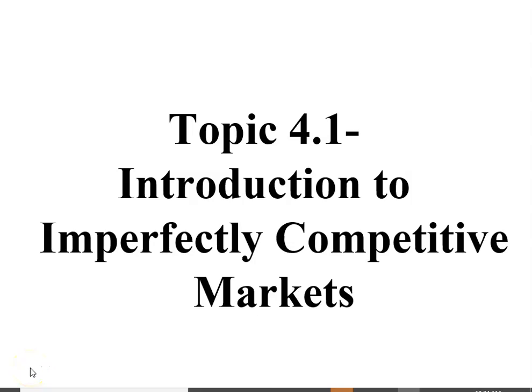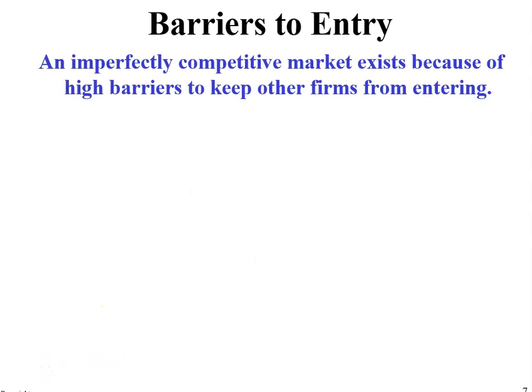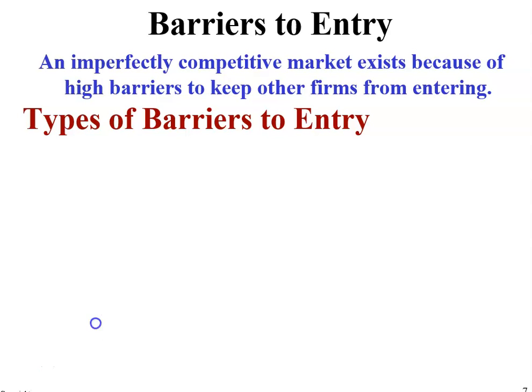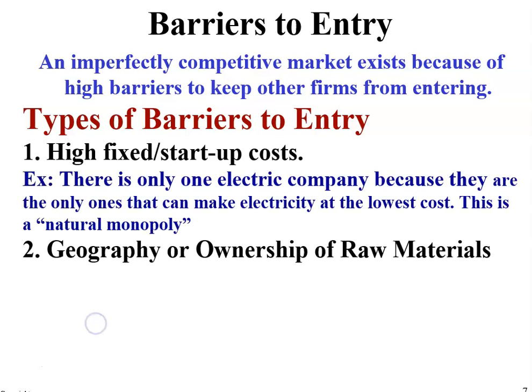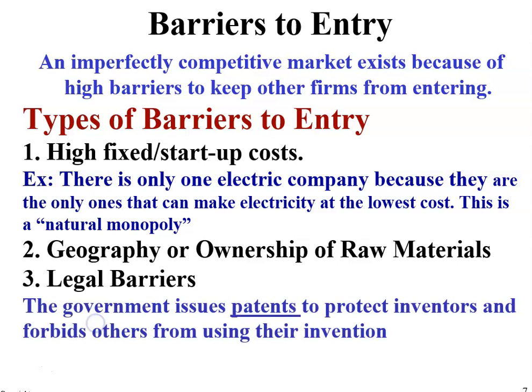In this lecture, I'm going to be covering imperfectly competitive markets. Imperfectly competitive markets have barriers to entry, so they might have high fixed or startup costs, geography or ownership of raw materials, and they may have legal barriers such as patents.